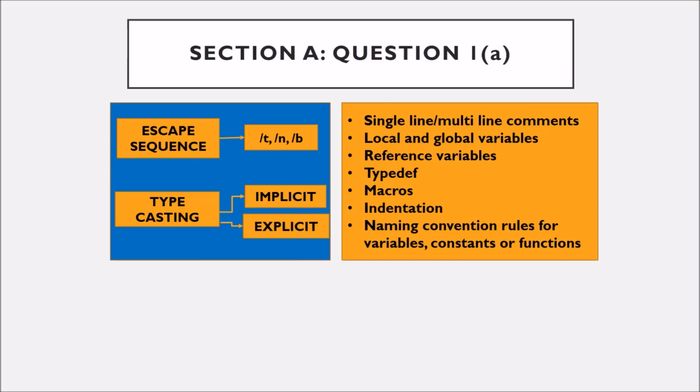Revise all the escape sequences like \n, \t, and \b. Typecasting, which can be of 2 types, implicit and explicit. Apart from this, you need to revise what are single line and multi-line comments, local and global variables, reference variables, typedef statements, macros, indentation, and naming convention rules for variables, constants, or functions.